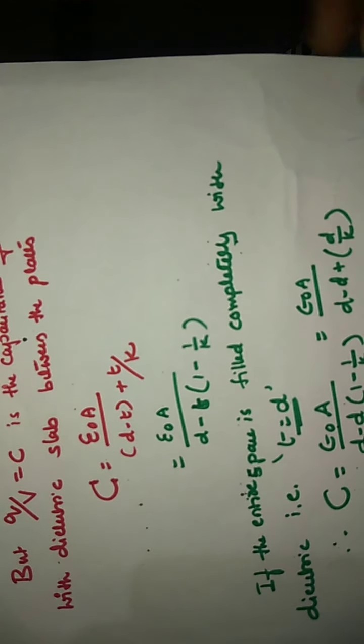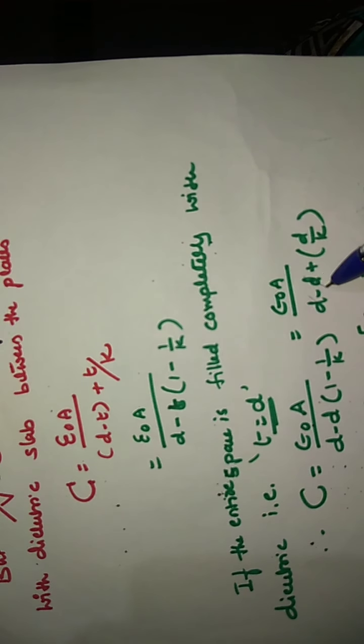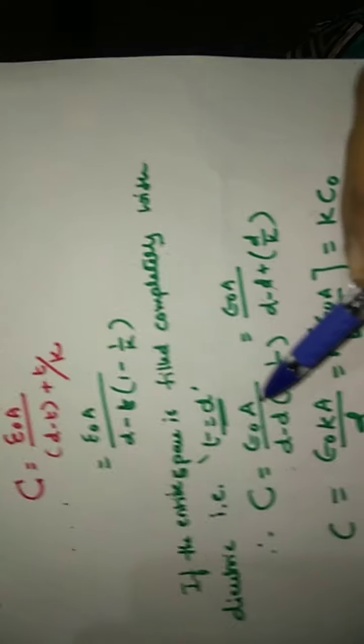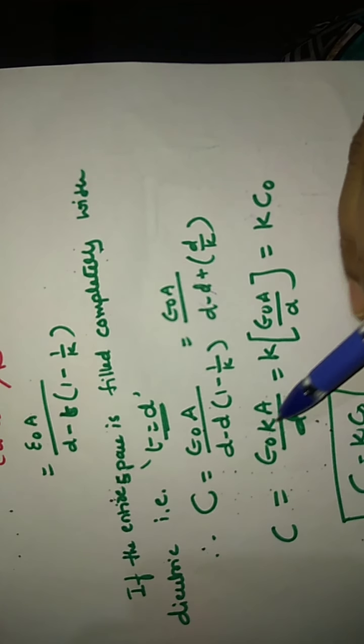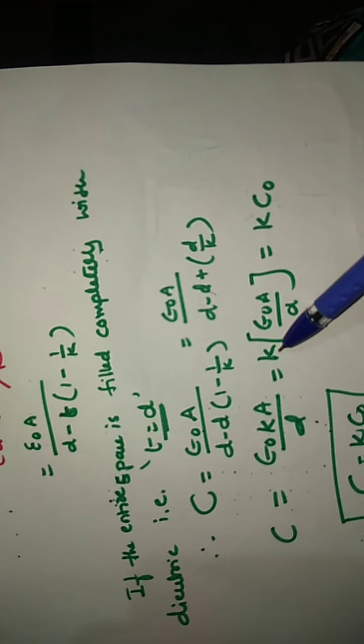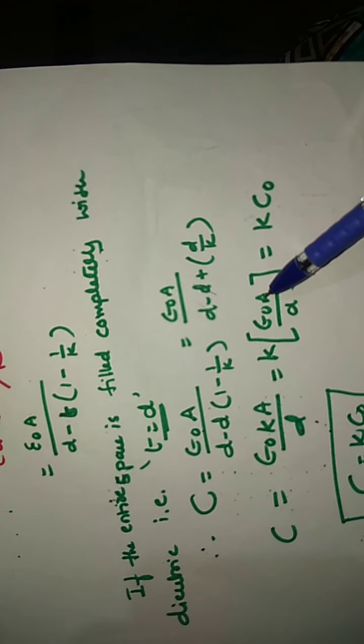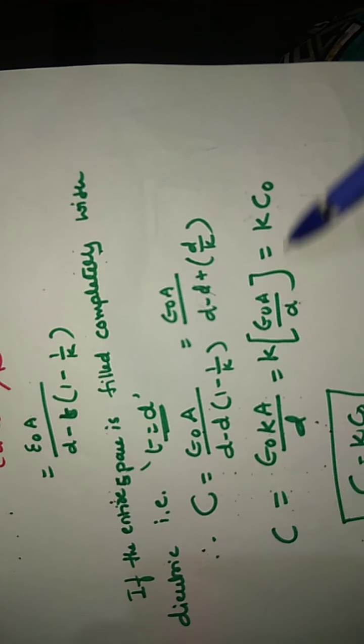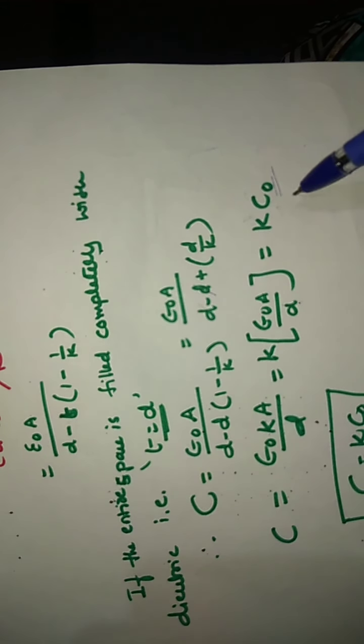After simplification, here D will get cancelled. So what will remain is epsilon naught A D divided by K. K will go to the numerator. See here, K will go to the numerator. So this is equal to K into epsilon naught A divided by D, which is nothing but C naught, that is the capacitance of a capacitor without dielectric, C naught.